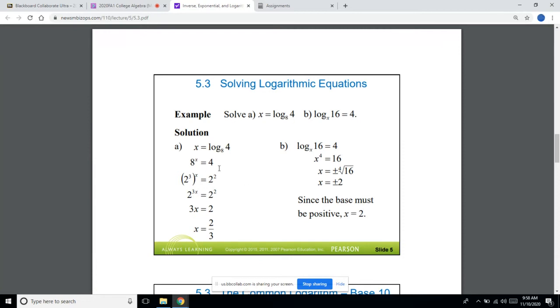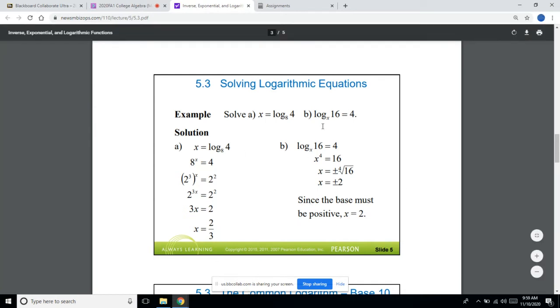So next, the change of base was used. We can rewrite 8 as a base 2, so 8 is 2 to the 3rd power. We can rewrite 4 as a base 2, 2 to the 2nd power. Notice that by our rules for exponents, when we raise a power to another power, we multiply. So we can write 2 cubed to the power of x as 2 raised to the 3x power. We have like bases. We drop the base, set the exponents equal, and solve for x equal to 2/3.